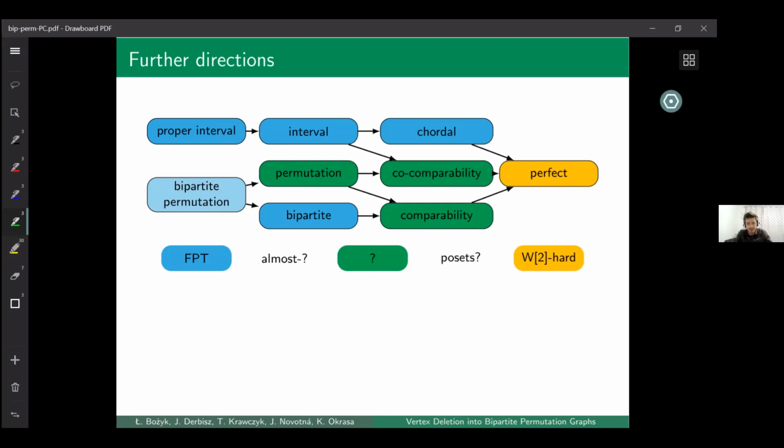For example, our bipartite permutation graphs correspond one-to-one to two-dimensional posets of height 2. And comparability graphs, I guess they are graphs of two-dimensional posets themselves. So the parameterized complexity in the world of posets can be done here as well, and it is nice to see what is the structure of two-dimensional posets.